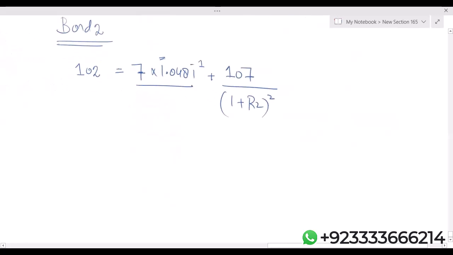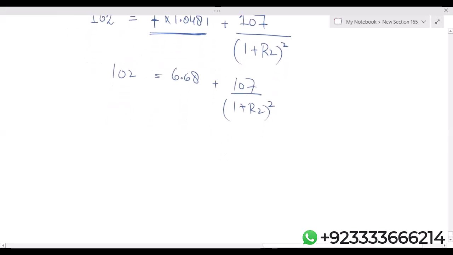Number one, students, calculate the present value of this. Let me use the calculator. 7 multiplied by 1.048 power minus 1. I'm getting 6.678, so make it 6.68, no issue at all. Keep watching, please. Then finally, I have to write a formula as well, so that in the spreadsheet we should not have any issues. 6.68, when I bring this 6.68 to the other side of the equals sign, the sign changes, becomes negative.